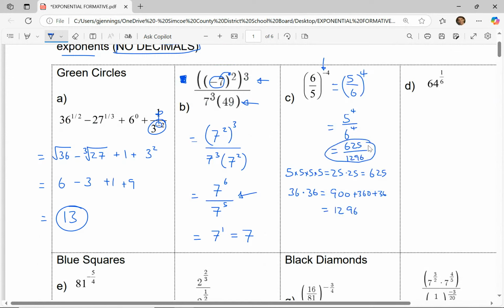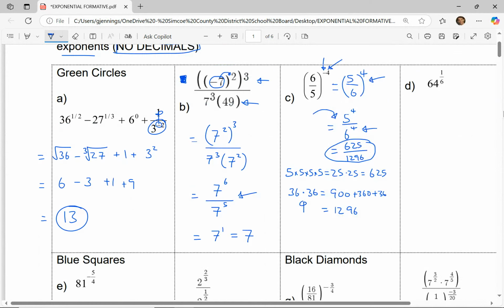This you might do on a calculator. I mean, do it on a calculator. But definitely be able to show that step, that you know how to raise a fraction to an exponent, and you know how to work with this negative exponent there.